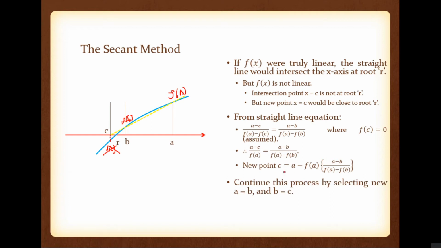So now we have a new point. By using this new point c, we can continue our iteration. So how to continue that iteration? We have to take a equal to b and we have to take b equal to c.